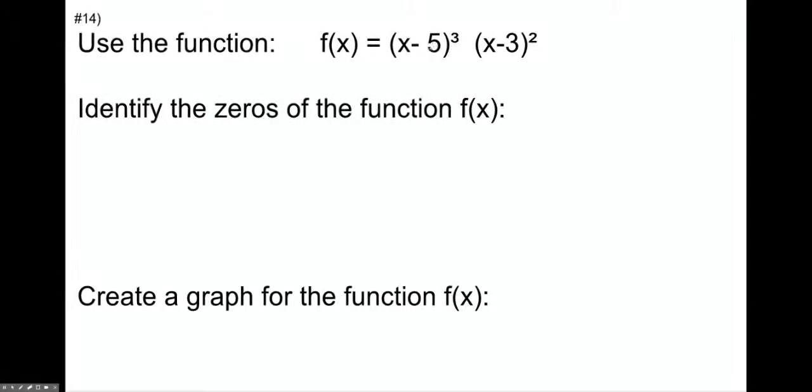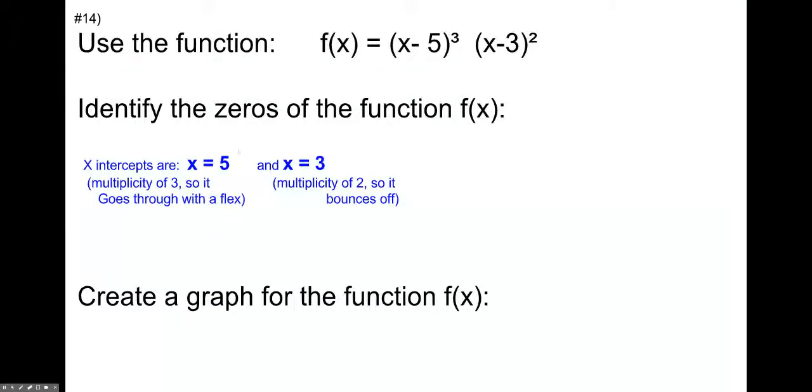So the answer here is going to be positive 5 with a multiplicity of 3. And the answer here is going to be positive 3 with a multiplicity of 2. So what does that mean? For the multiplicity of 3, it is going to go through, but it's going to have a flex. For this one, it has a multiplicity of 2, so it's just going to bounce off. Let's create the graph of this. Oh, by the way, how many x's are there? 3 plus 2 is 5. This is going to be an odd polynomial because it has a degree of 5, so it's going to be an S shape. The x's are positive, so it's going to be a positive S shape.